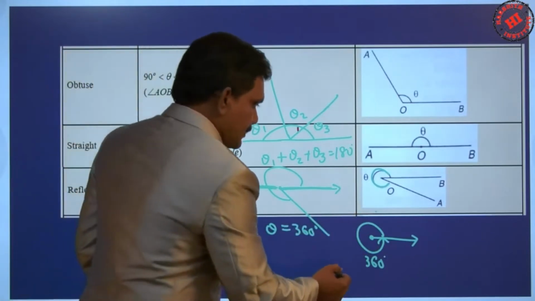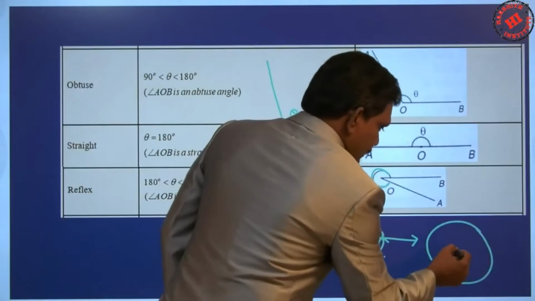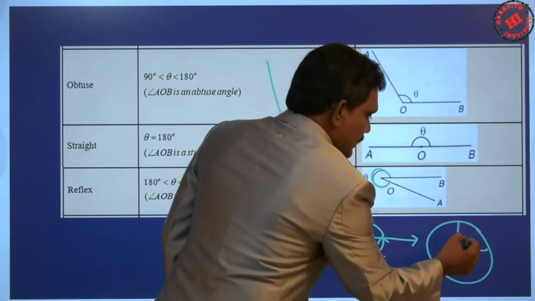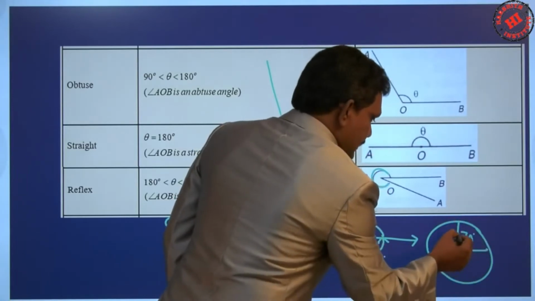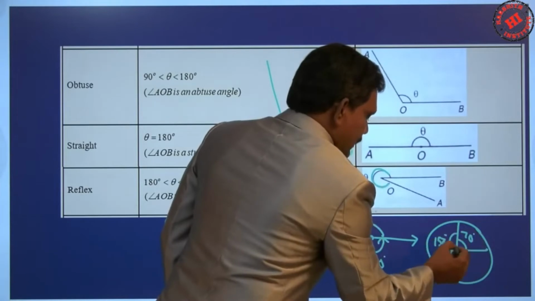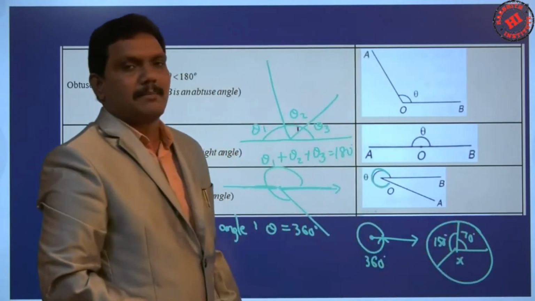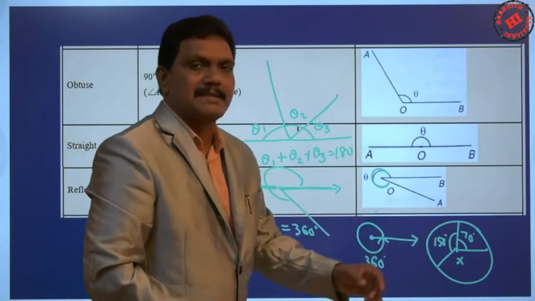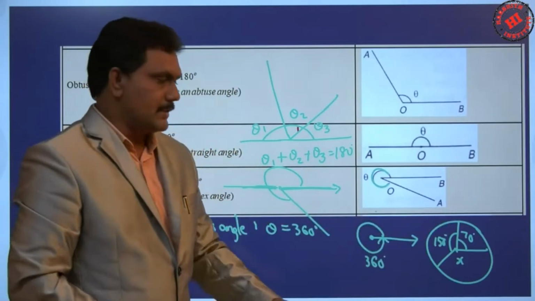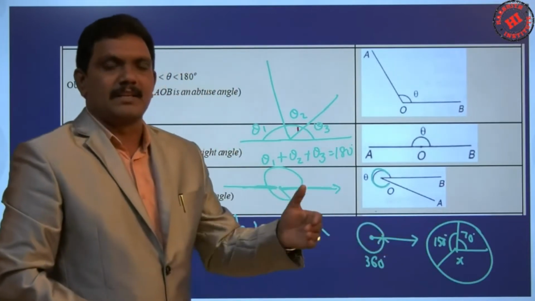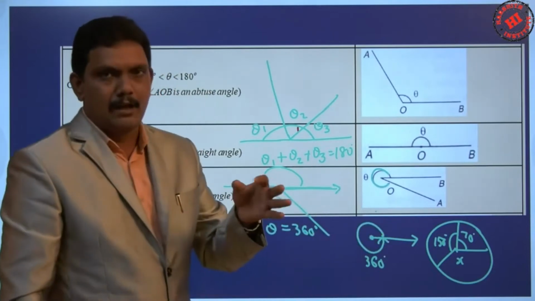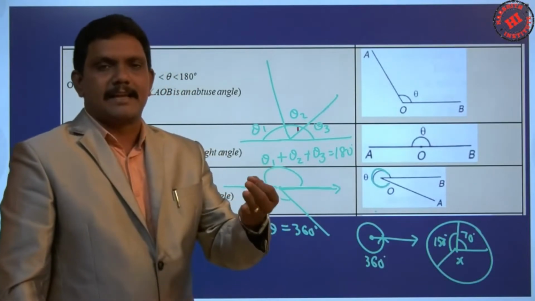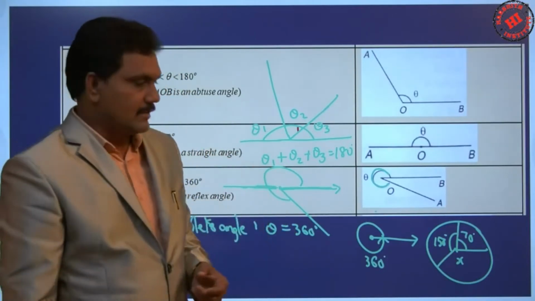In that case, sometimes questions will be like this. The total circle is divided into some sectors. This is 70 degrees. This is 150 degrees. Find x. Since the sum of all angles around a point is 360 degrees, 150 plus 70 gives 220 degrees. Hence x is equal to 360 minus 220, which is equal to 140 degrees. Complete angle 360 degrees, 180 degrees straight angle, 90 degrees right angle.